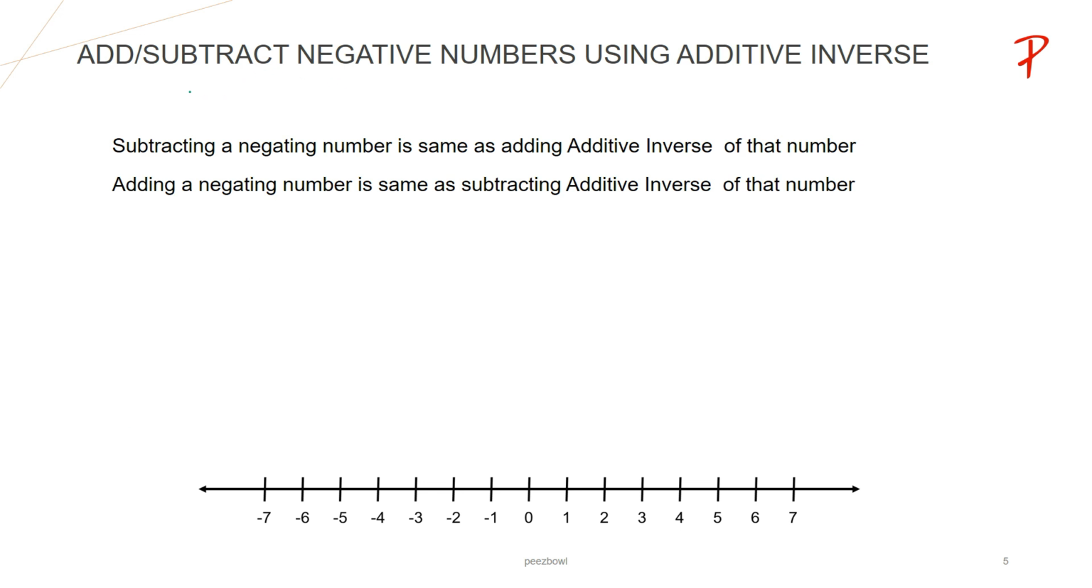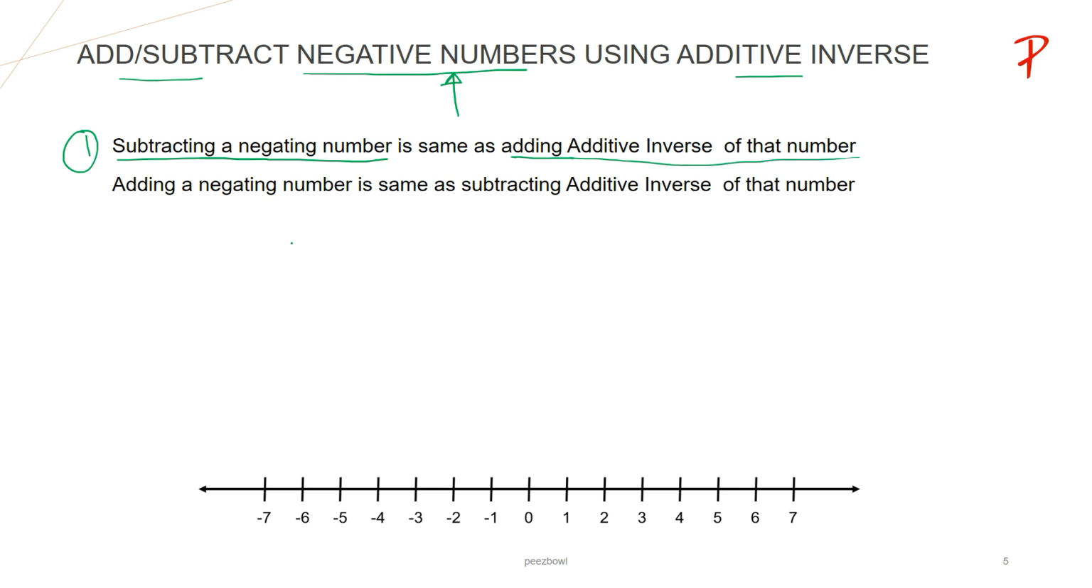Now let us understand how to add or subtract a negative number using additive inverse. Pay attention, I am using negative number. So in this calculation, I will be adding or subtracting a negative number using additive inverse, right? And again, here are few rules. First rule says that subtracting a negative number is same as adding additive inverse of that number. Let me highlight these words. Subtracting a negative number is same as adding additive inverse of that number.